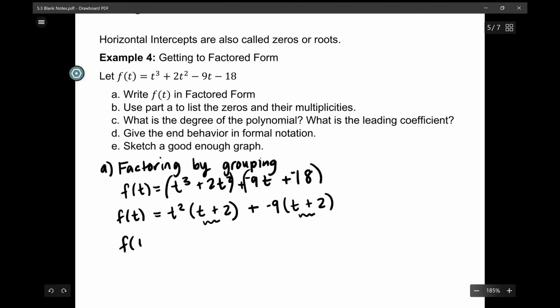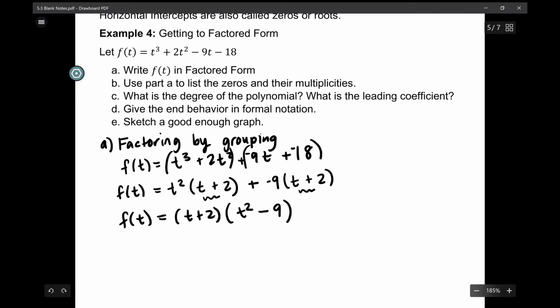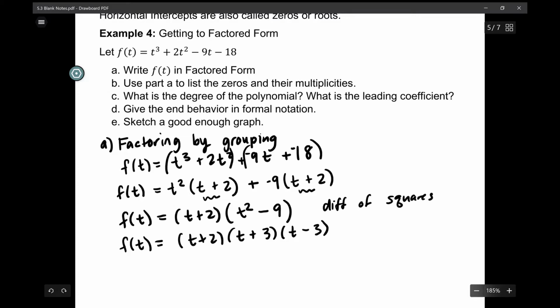Let's factor that quantity out of the whole expression. So I factor t plus 2 out front. In the first term, it leaves me with t squared, and in the second term, it leaves me with minus 9. All right, now we are almost done factoring. We need to factor one more time. The t plus 2 is totally factored. But t squared plus negative 9 is a difference of squares, right? Difference of squares. And so this factors as t plus 3 times t minus 3. So now we have put this into factored form.